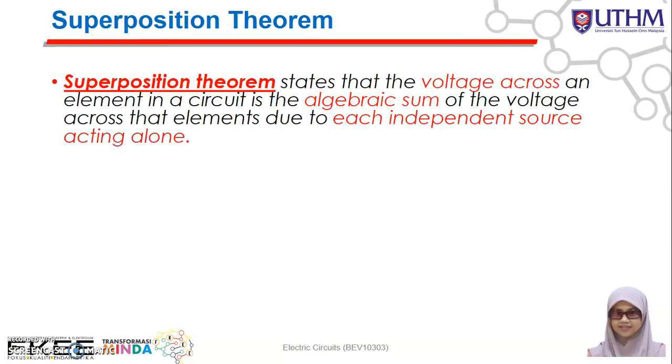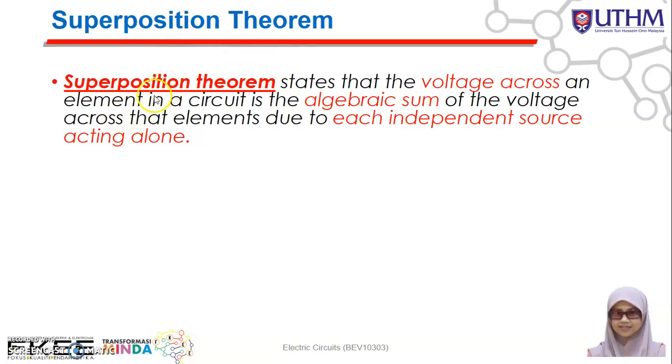If you have a circuit that has 2 or more independent sources, one way to determine the value of a specific variable, whether you are determining the value of some voltage or some current, is to use nodal or mesh analysis from chapter 3. Another way is to use the superposition theorem, where we determine the contribution of each independent source to the variable, and then after that we add them up. We call this approach the superposition theorem.